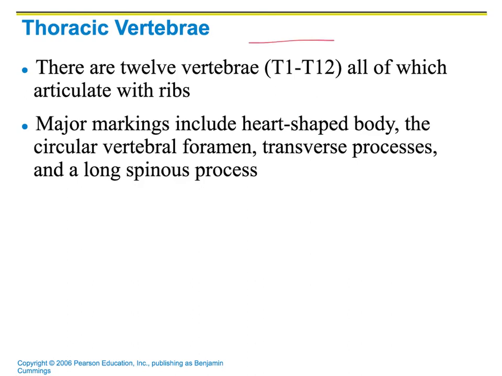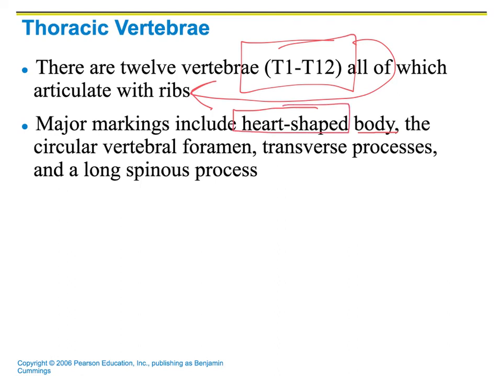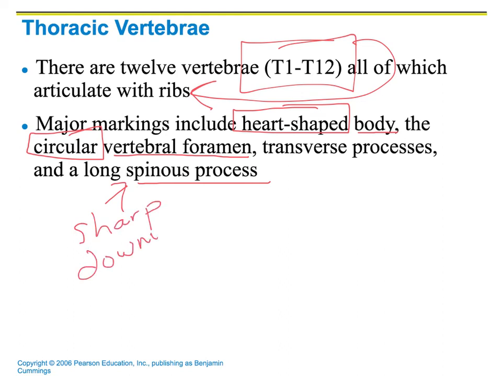Following the cervical vertebrae are the thoracic, which number 12 due to their articulation with the ribs. The three main ways you're going to distinguish a thoracic vertebra from a lumbar vertebra are the shape of the body, which in a thoracic vertebra is heart-shaped; the shape of the vertebral foramen, which in a thoracic vertebra is circular; and the shape and direction of the spinous process, which in the thoracic vertebra is sharp and points prominently downwards.